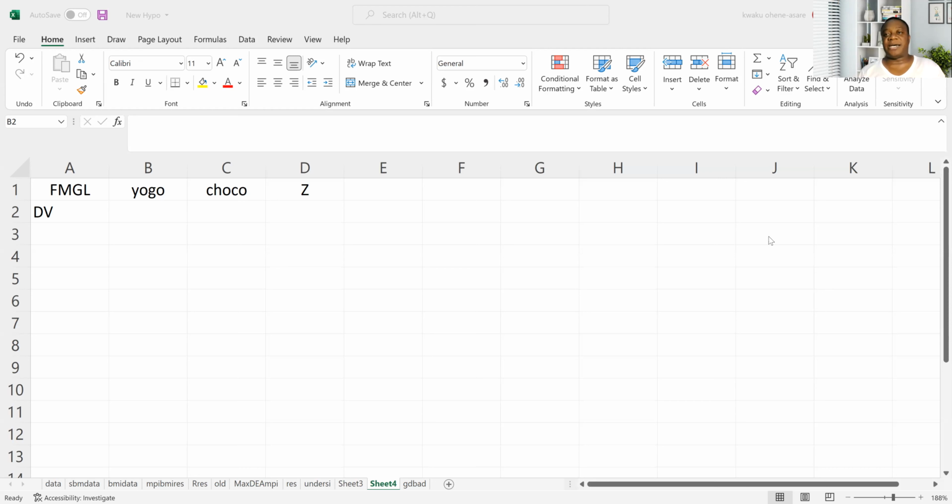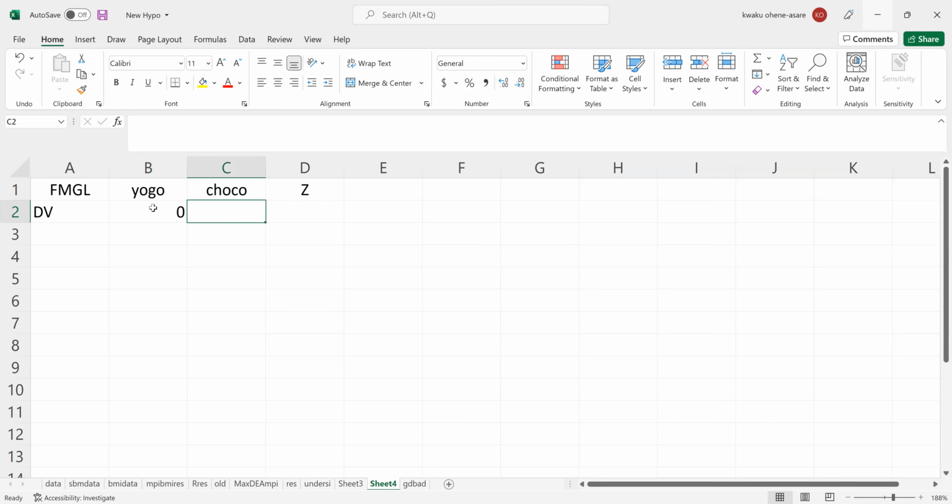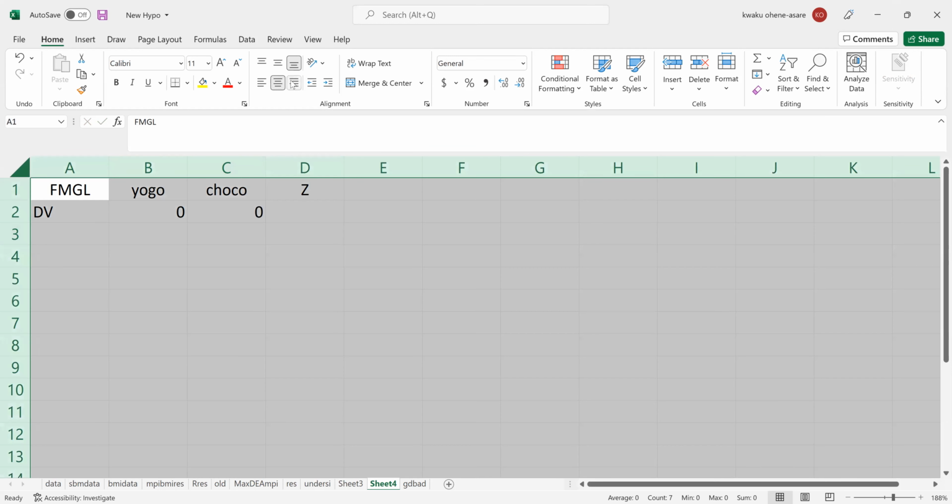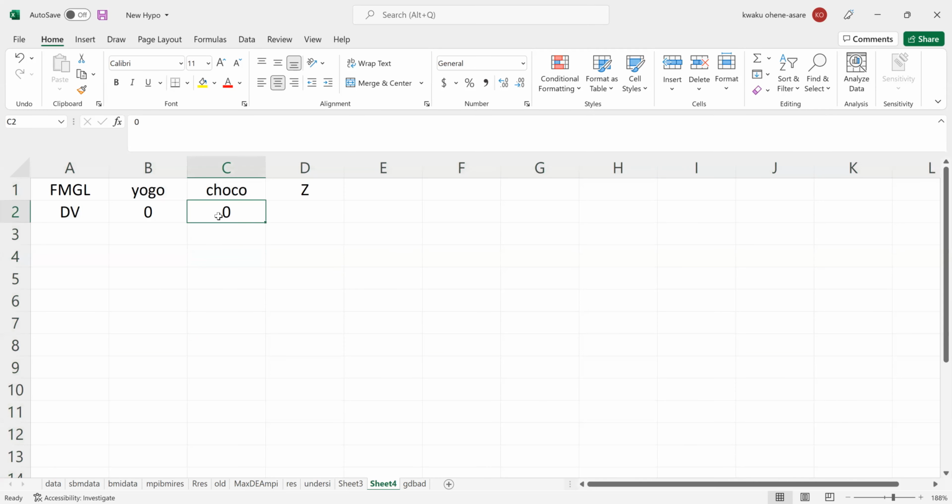And so what's going to happen is that in what we're about to do, we have to initialize their values to 0. Because when you're about producing, you don't know the amount you are producing. So under the Yogo, you type 0, the letter 0. Under the Choco, you type 0, the letter 0. Okay, to indicate that these decision variables are actually unknown. We don't know their values now. You don't do anything under the Z value yet.